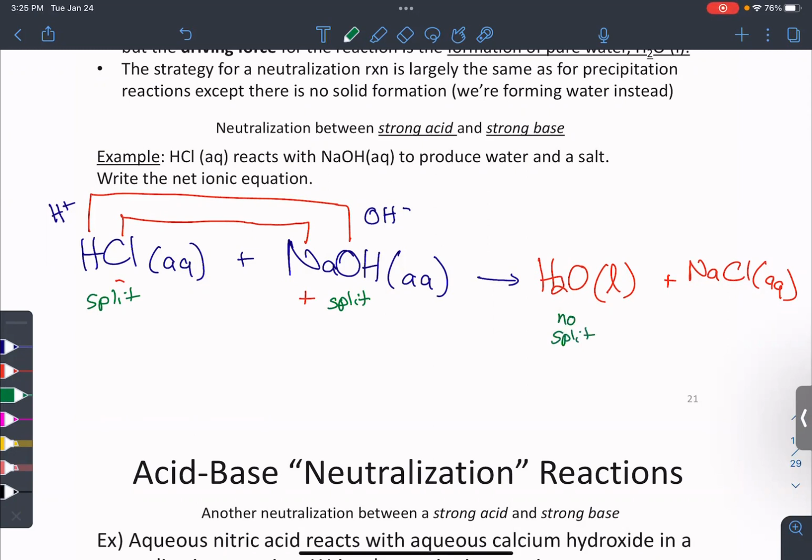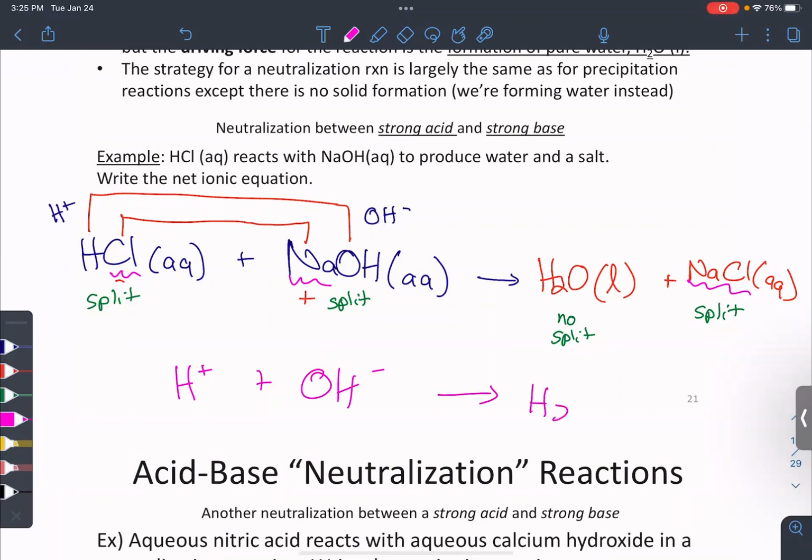Do we split up NaCl? Yes, we do. We split that. Okay. So if you do that, what you'll see, the spectator ions are chloride, sodium, sodium and chloride. So the net ionic equation for this chemical reaction is H+ plus OH- gives us H2O liquid. And isn't that what I said?